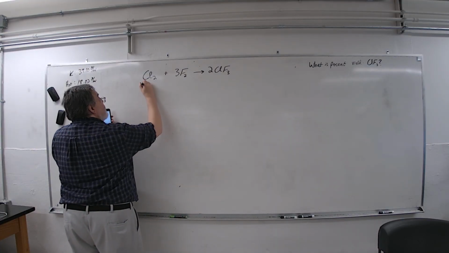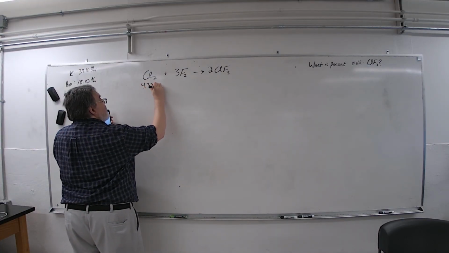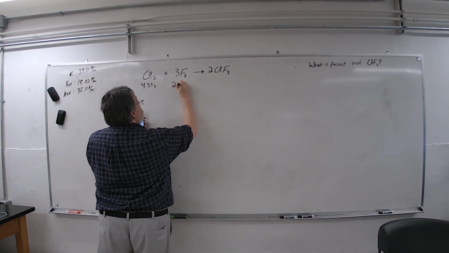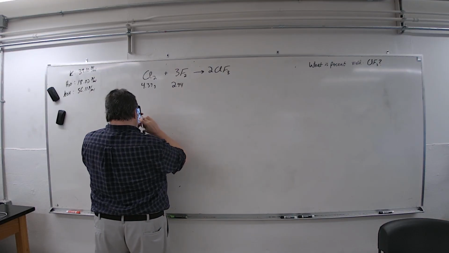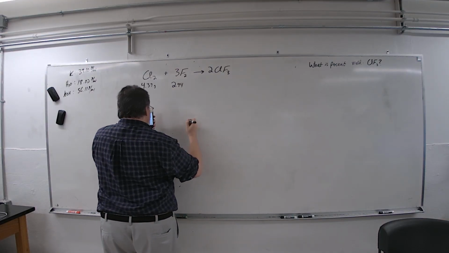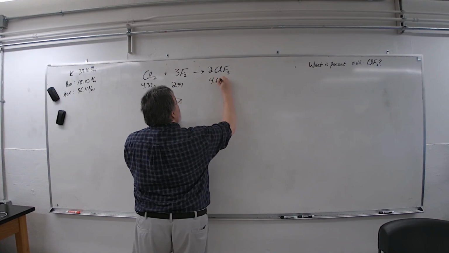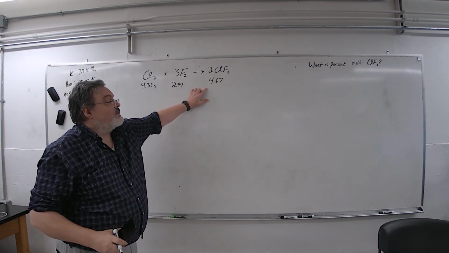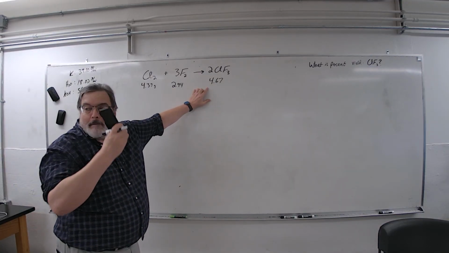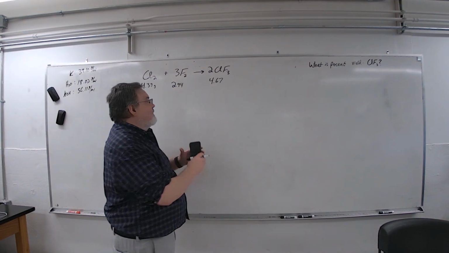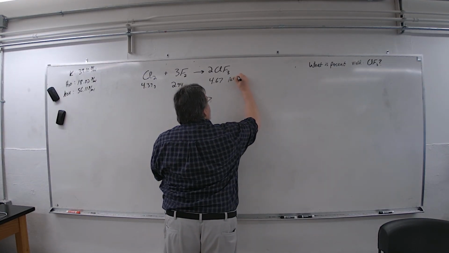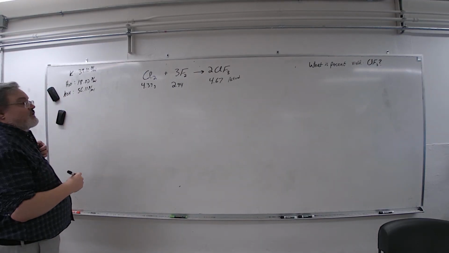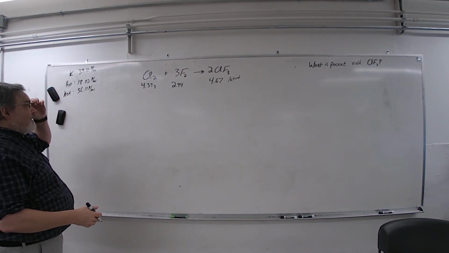You're told you have 4.39 grams there, 2.94 grams of F2, 4.67 grams of ClF3. What do we call this? Actual yield. We have to figure out the theoretical yield so we can find the percent yield. All right.